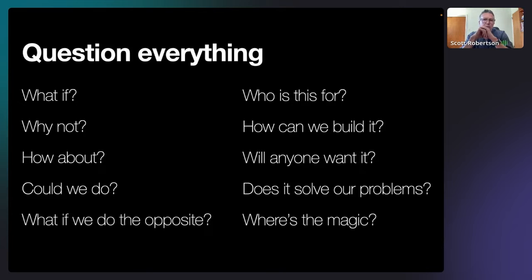How can it be built? Who is it for? Does it solve any of our problems? Since I spent time at Apple, of course, where's the magic? And then honestly, at the very beginning, even back at the interpretation phase, you should be asking, should we even be doing this? Does this make any sense for a consumer, or our customer base, or our business model?